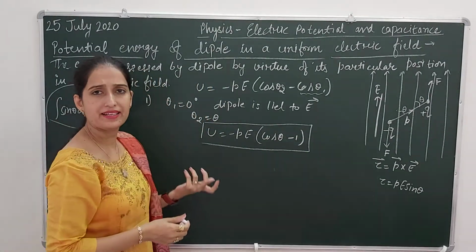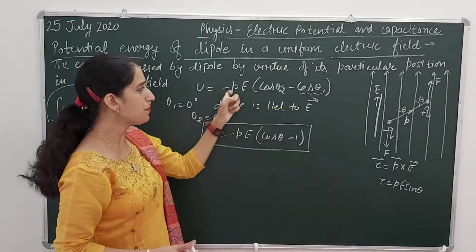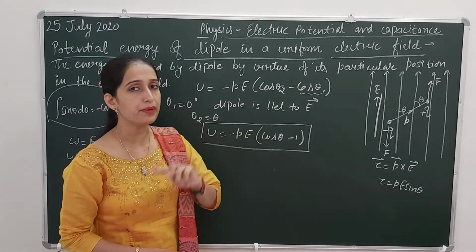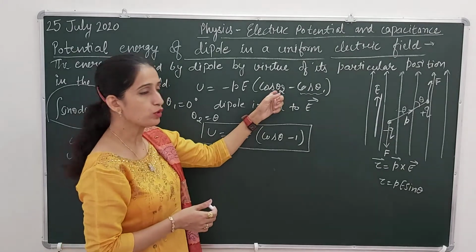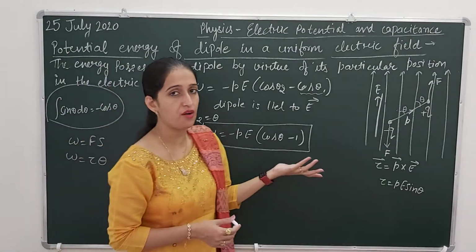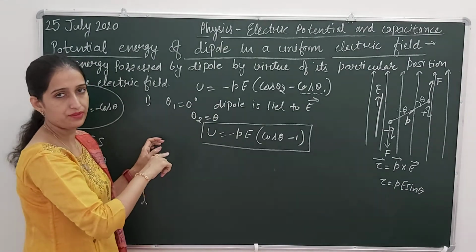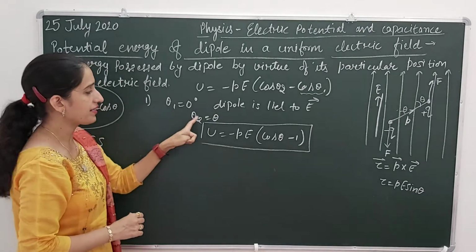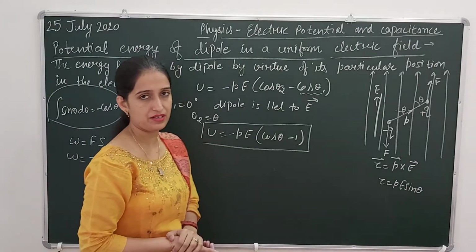In exams and numericals any situation can be asked. So this thing should be clear to you. These are the magnitudes of the dipole moment in the electric field. Theta 1 is the angle between P and E of the initial position of the dipole before rotating, and theta 2 is the angle between P and E after rotation, the final position of the dipole. So it is saying initially the dipole is parallel to E. So theta 1 is 0 and finally we are rotating it through some angle that makes theta. So U is equal to minus PE (cos theta minus 1).